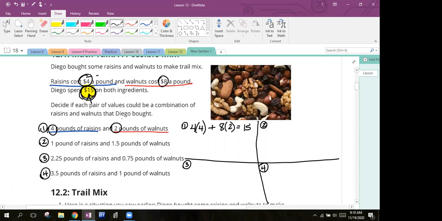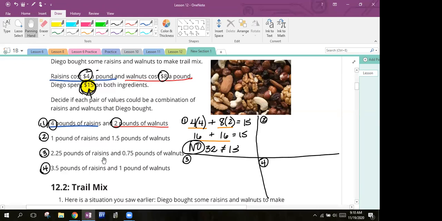Okay? So let's simplify that. We have 4 times 4, which is 16, plus we have 8 times 2, which is 16, and that has to equal 15. Well, what's 16 plus 16? That's 32, and that does not equal 15. So 4 pounds of raisins and 2 pounds of walnuts will not work to meet our $15 constraint.